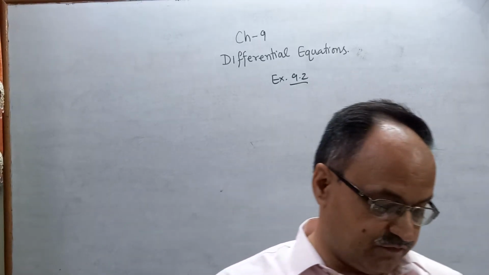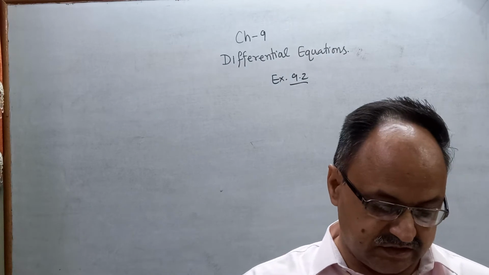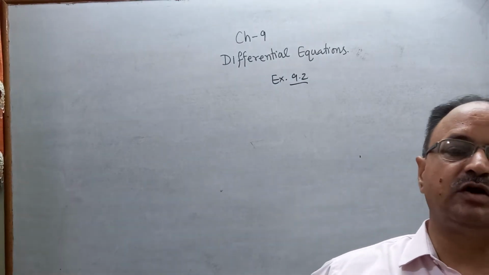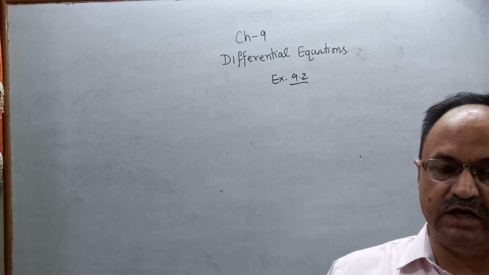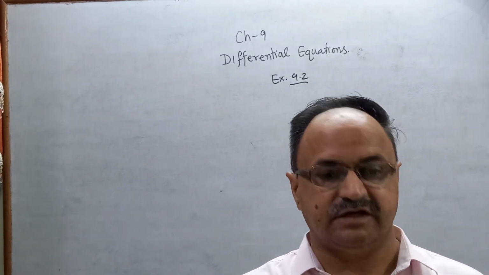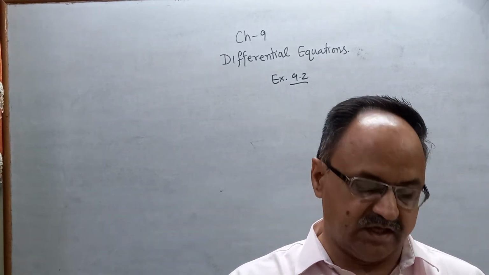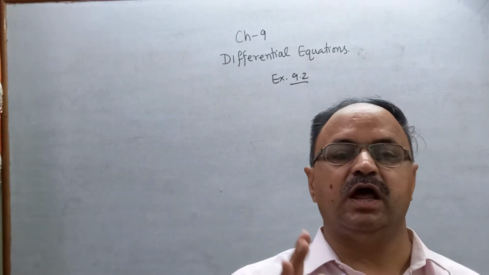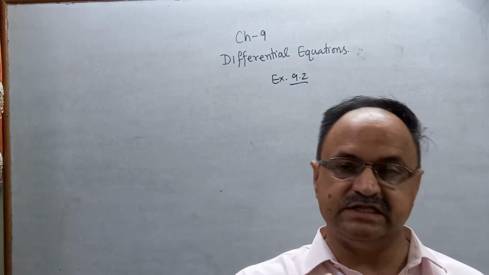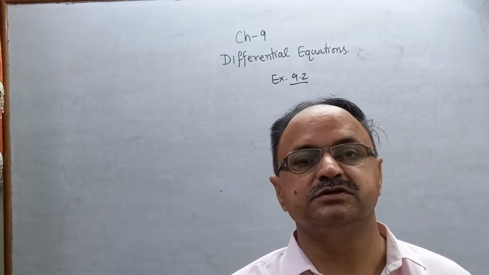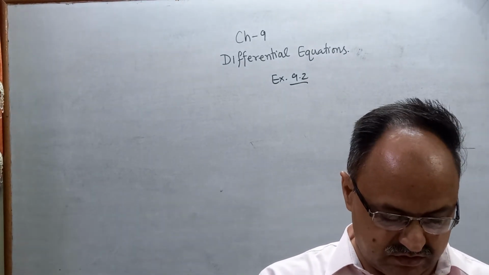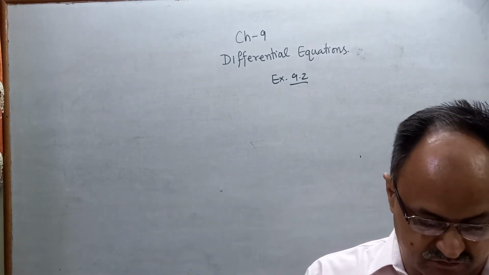The solution free from arbitrary constant, obtained from the general solution by giving a particular value to the arbitrary constant, is called the particular solution of the differential equation. Correct? There are two solutions: the general solution, which contains an arbitrary constant, and the particular solution, which is free from arbitrary constant. Okay? Question number 1.